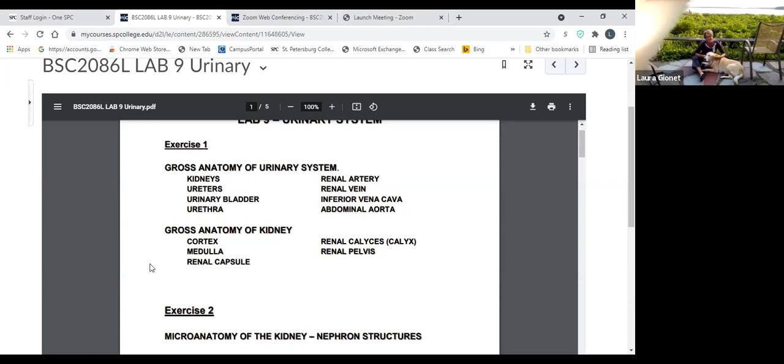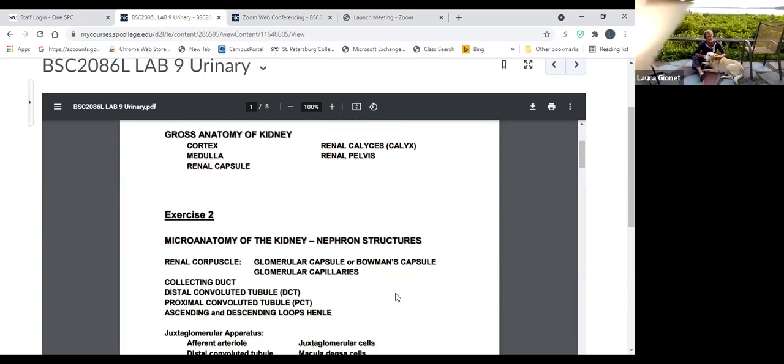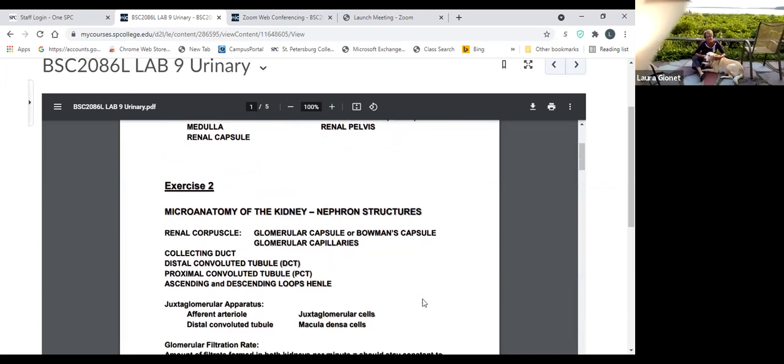vena cava, abdominal aorta. When we're looking at the kidney itself, we have regions of the cortex and the medulla. We have a renal capsule. And then we have our renal calyces, a minor and a major, and a renal pelvis. Then we're going to look at the microanatomy of nephron structures.